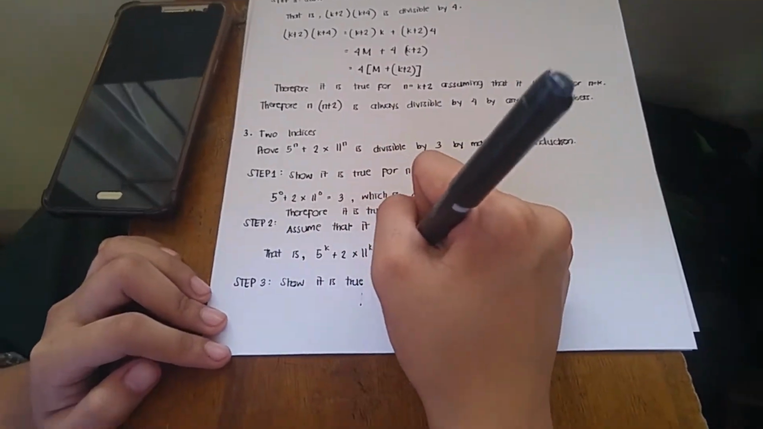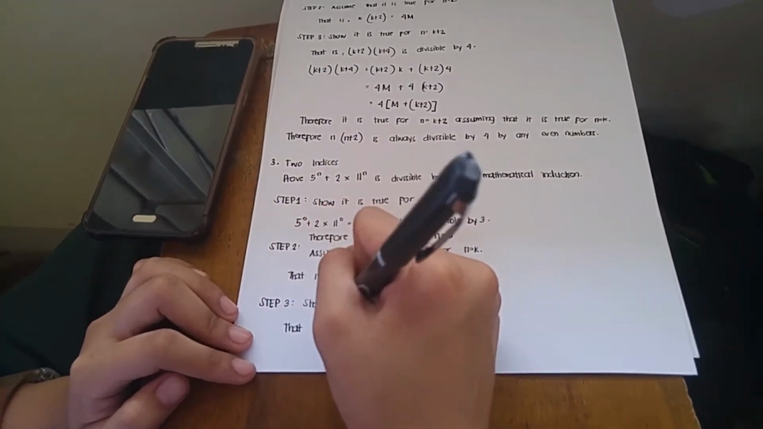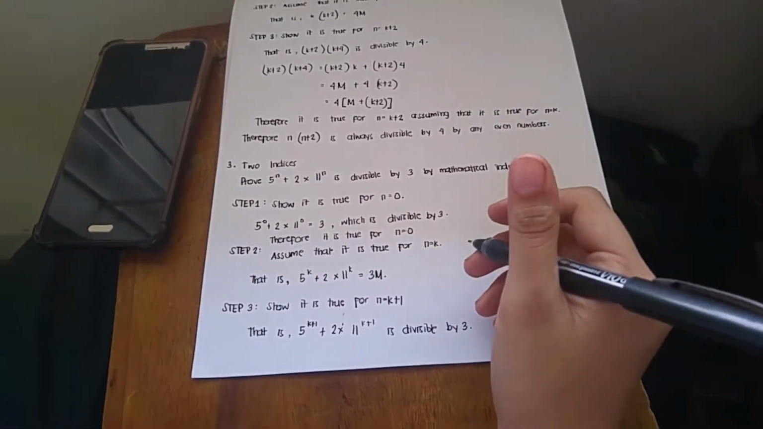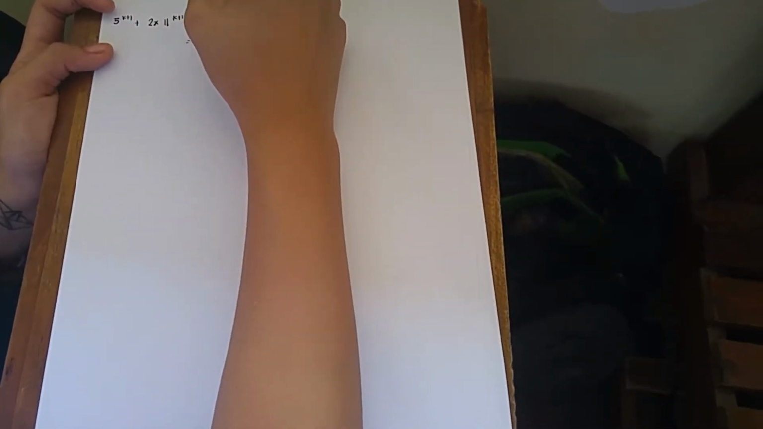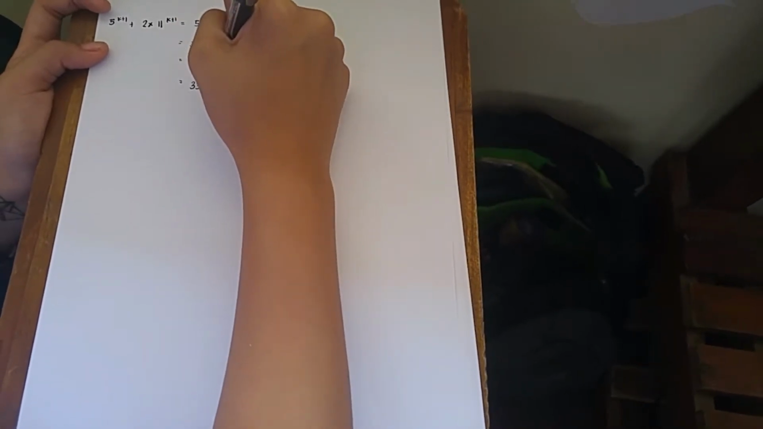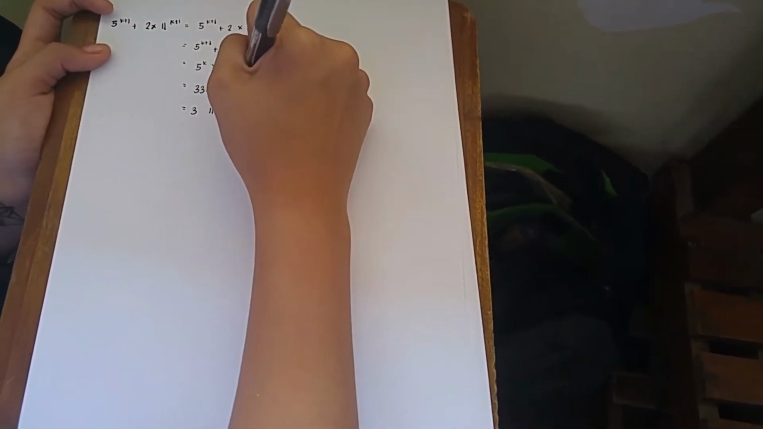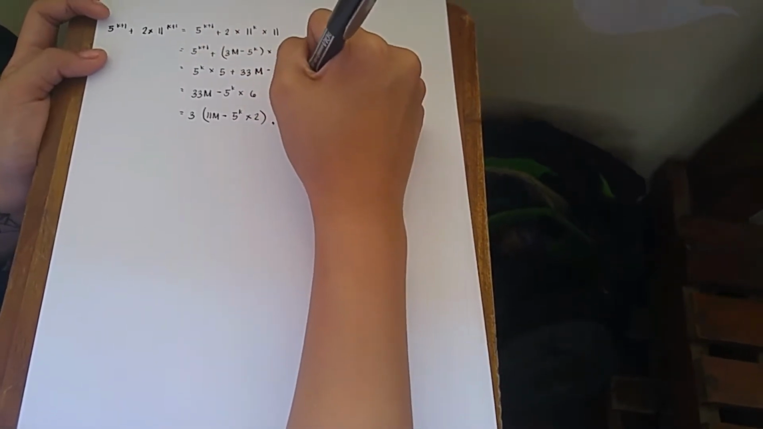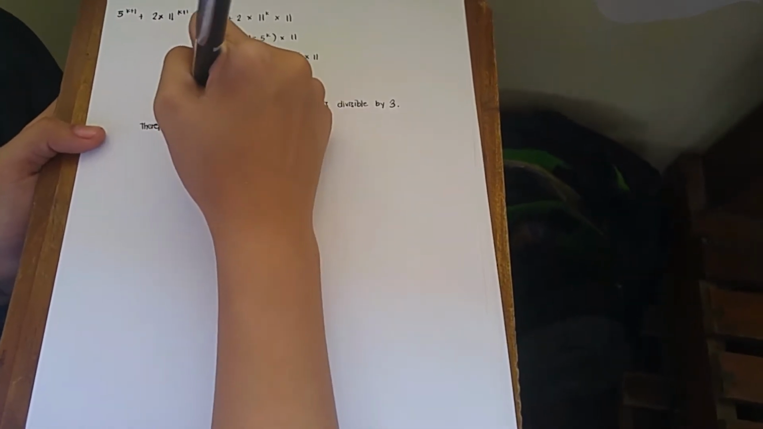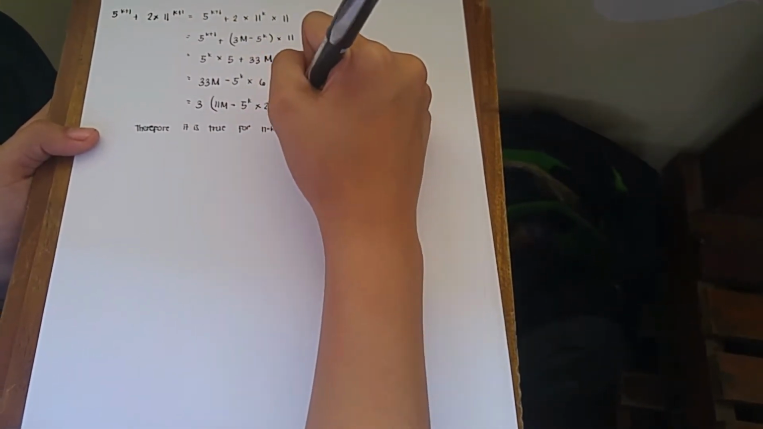5^(k+1) + 2 times 11^k times 11, which is equal to 5^(k+1) plus the quantity 3m minus 5^k, times 11. 2 times 11^k is equal to 3m minus 5^k by assumption at step 2. It is equal to 5^k times 5 + 33m minus 5^k times 11, which is equal to 33m minus 5^k times 6, which is equal to 3 times the quantity 11m minus 5^k times 2, which is divisible by 3.